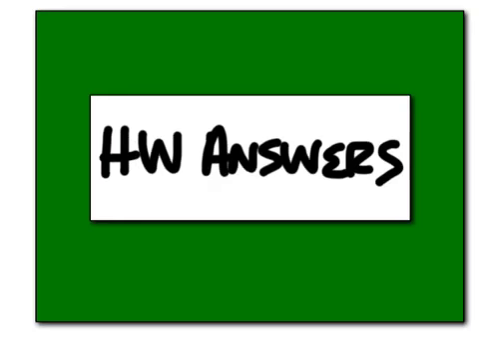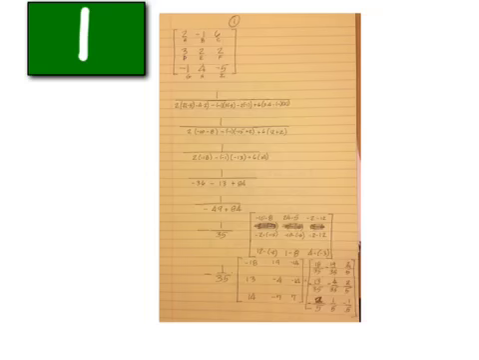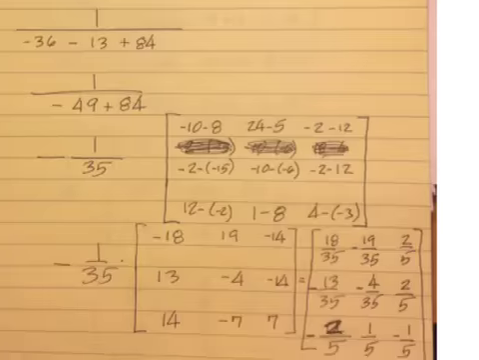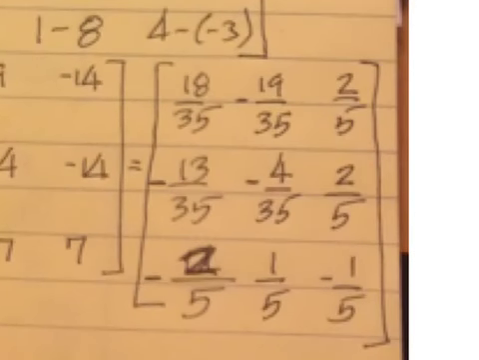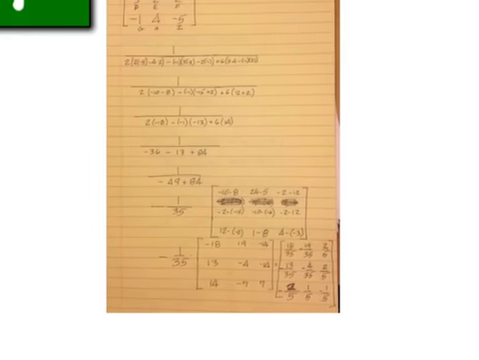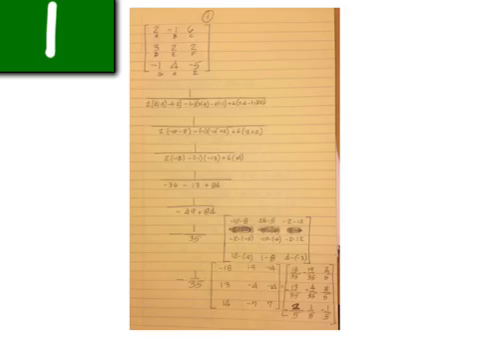Homework check. For number 1, final answer is down here in the corner. Should have 18/35, negative 19/35, 2/5, and then negative 13/5, over 35, negative 4/35, 2/5, and then negative 2/5, 1/5, and negative 1/5. We'll go back and look at the work later if we need to.